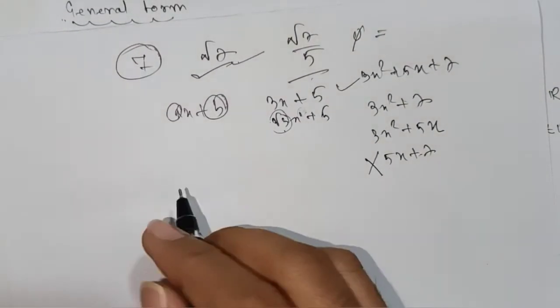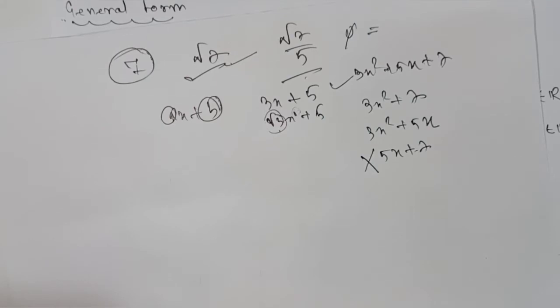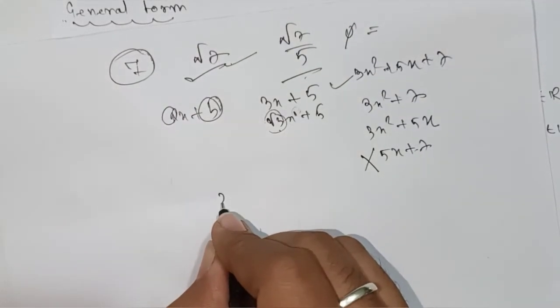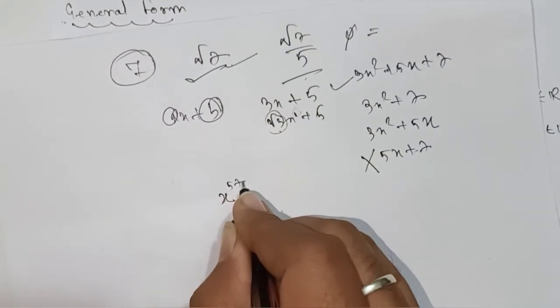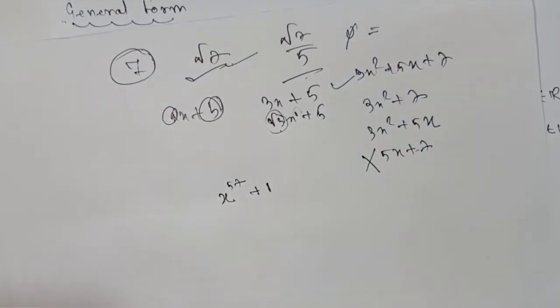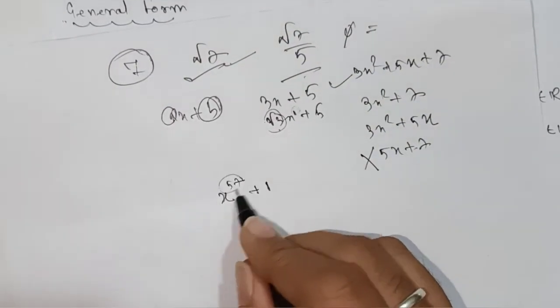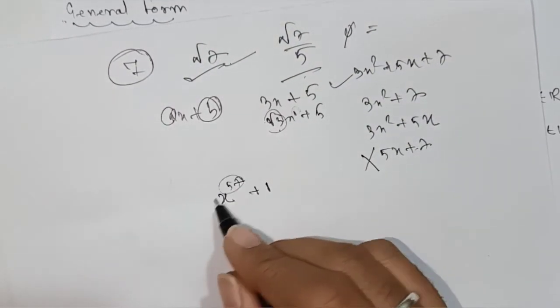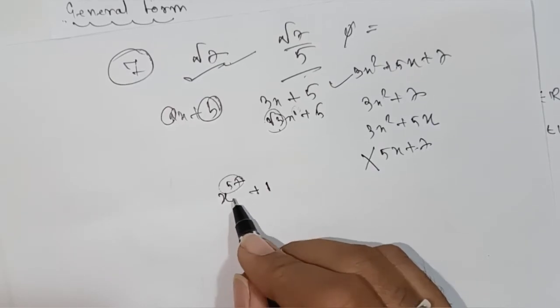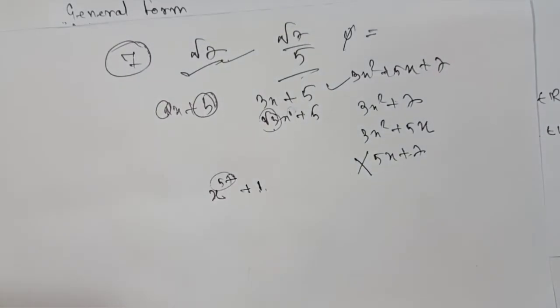So if I ask you, give an example for a binomial of degree 57, very simple. Take x to the power 57 plus 1. So you can see that the highest degree is 57, that means the degree of the polynomial is 57, and how many terms are there? 2 terms. That is a binomial. So it is a binomial and it is of degree 57. This type of question may be asked.